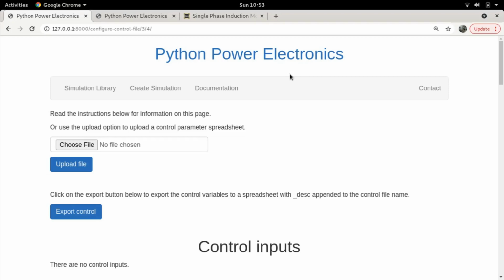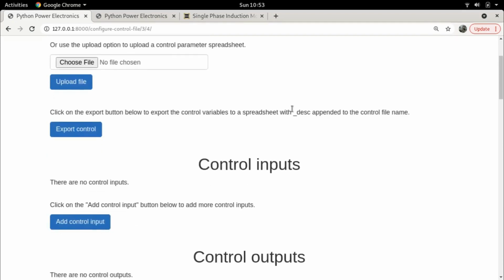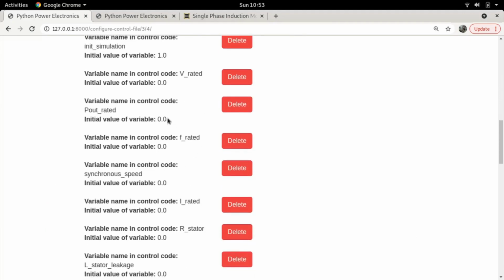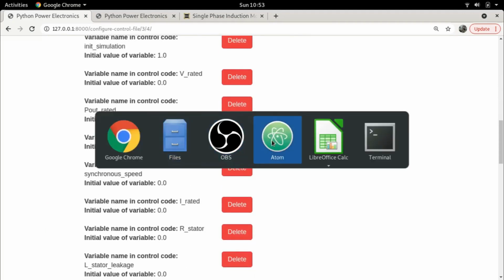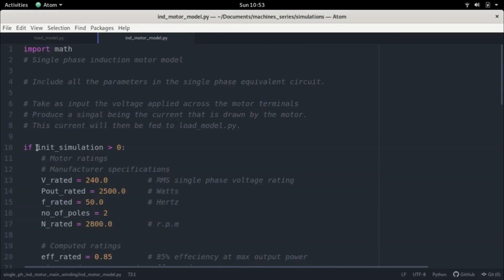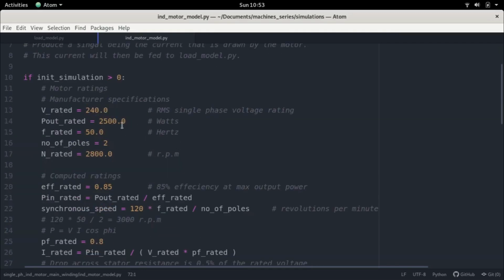Hello everyone and welcome back to this next lecture in the machines lecture series. This is where we had left off in the previous lecture, where we had stopped at creating some static variables for the machine parameters, so that we can optimize our machine parameter calculations such that it occurs only once at the beginning of a simulation.